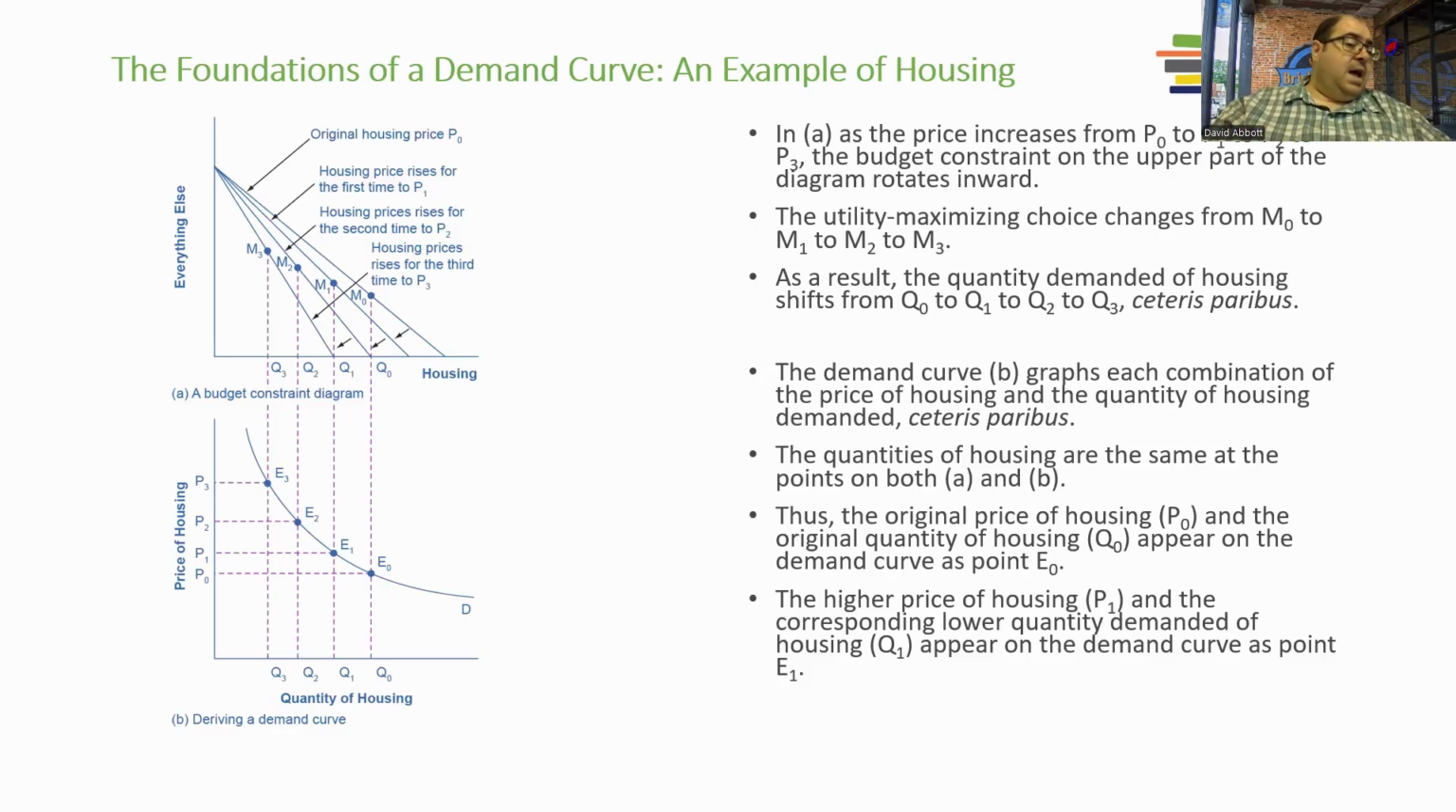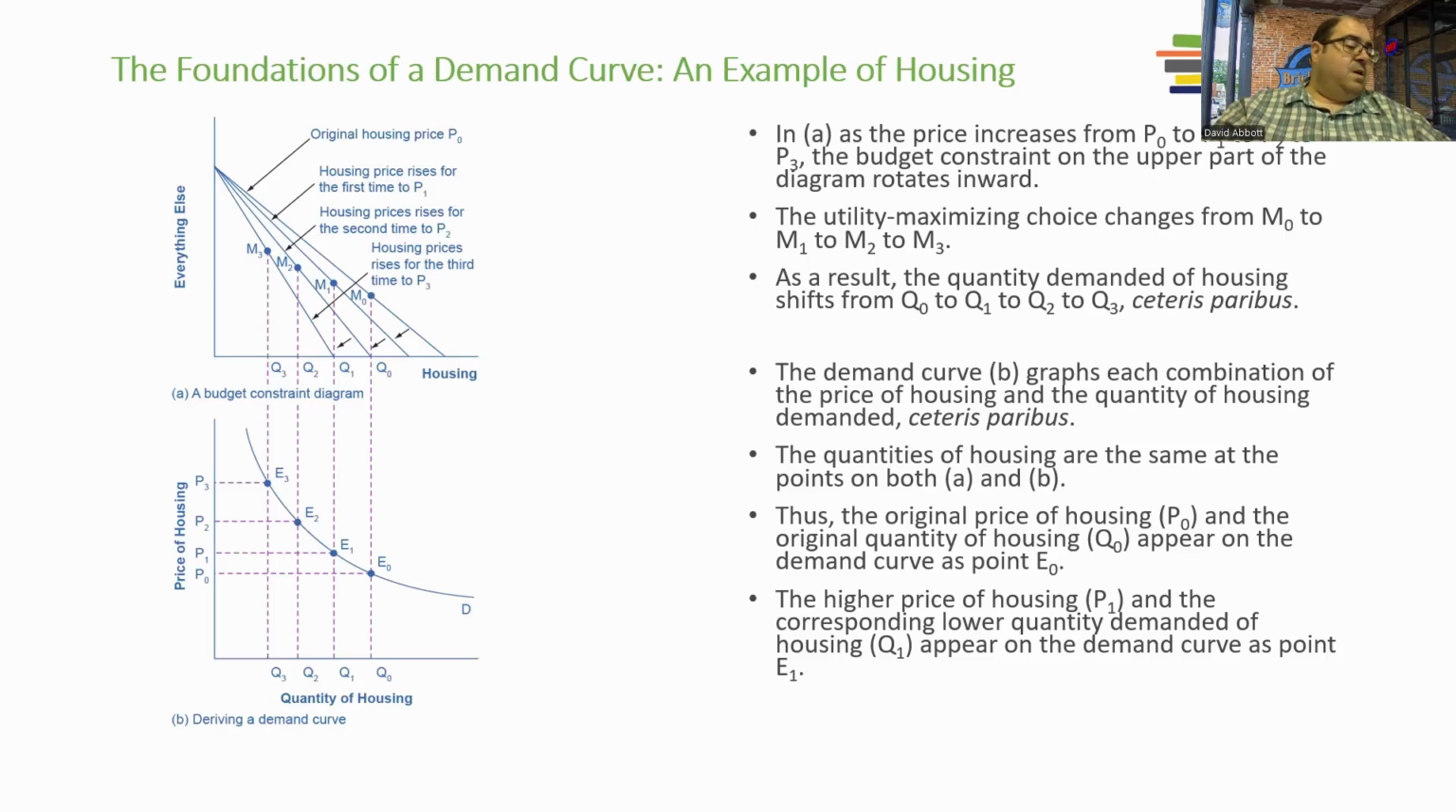As the budget constraint rotates in and in again, we label the utility-maximizing choices M1, M2, and M3, and the quantity demanded of housing falls from Q0 to Q1 to Q2 and Q3. And so, as the price of housing rises, the budget constraint rotates clockwise and the quantity consumed of housing falls. Ceteris paribus means with all other things being the same.